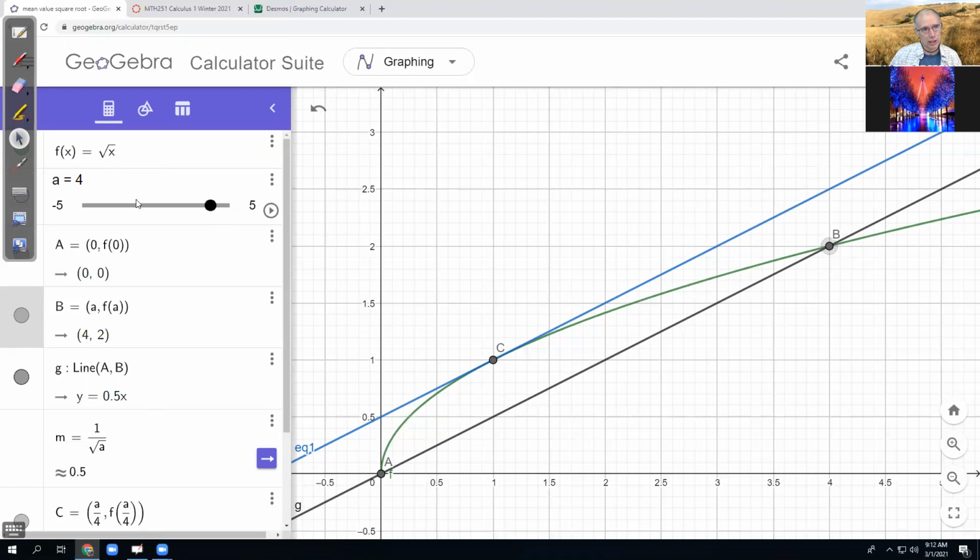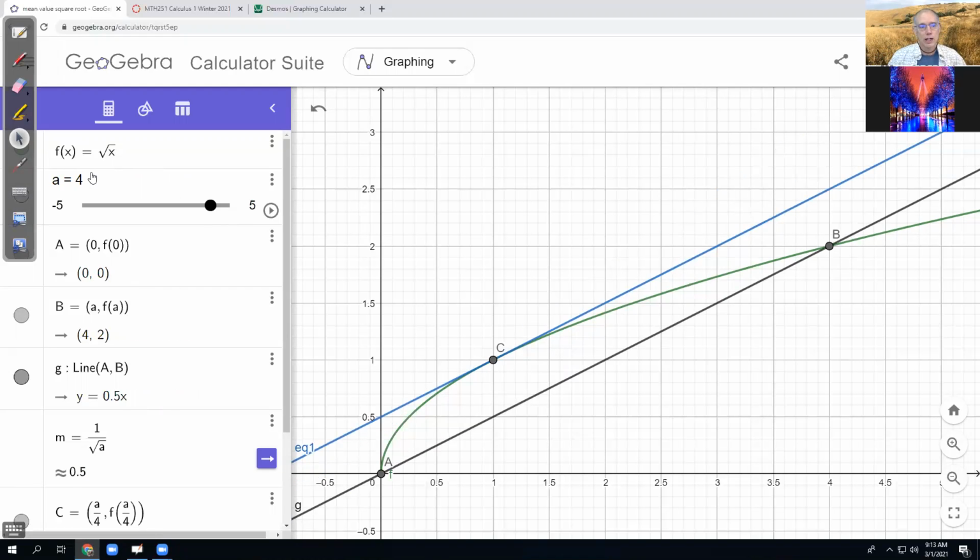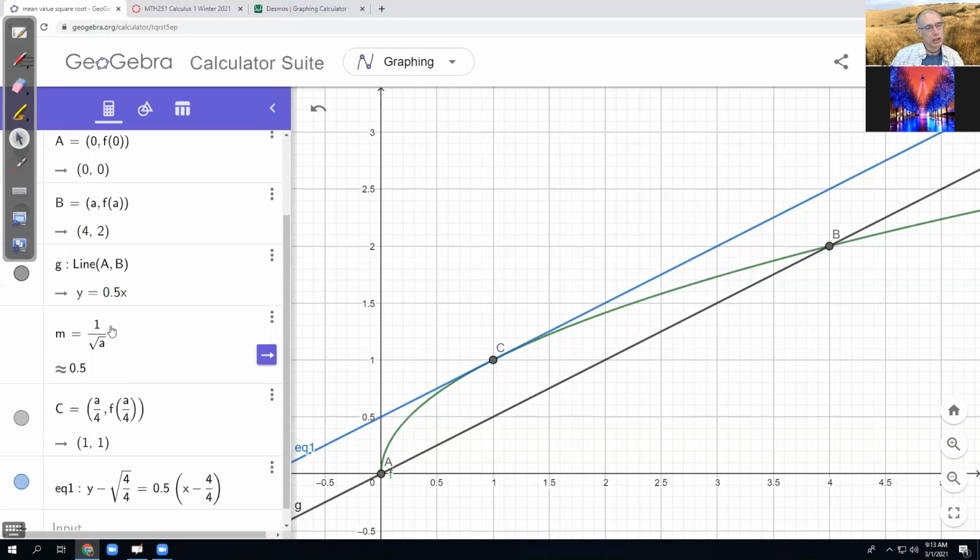Or I can grab the slider and move it around. Or I can set that x value a to whatever number I want. So I could say, be exactly 2, please, hit enter. Or I could say, be exactly 4, please. Bang. And then down here, I have it calculate the slope.